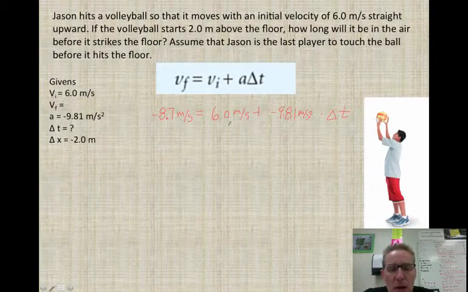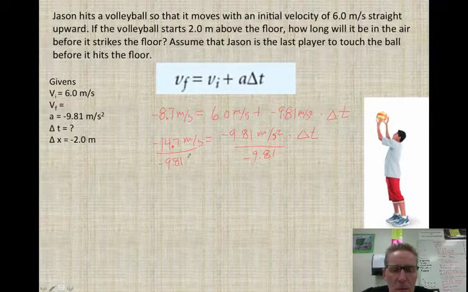If we subtract 6 from negative 8.7, we're going to get negative 14.7 meters per second, still equal to negative 9.81 meters per second squared times that change in time. And then we could divide both sides by negative 9.81. And I'll go ahead and write the units over here.